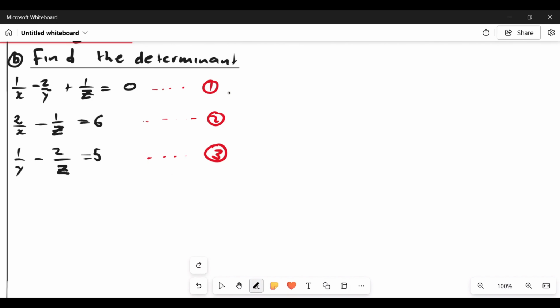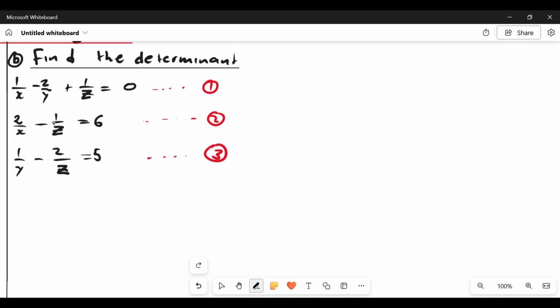So here's our question 2, guys. Let's analyze this. First of all, let's look at these equations here. Yes, we do have 3 equations, but these 2 equations here are missing some variables. Equation 2 doesn't have variable y, and equation 3 doesn't have variable x.